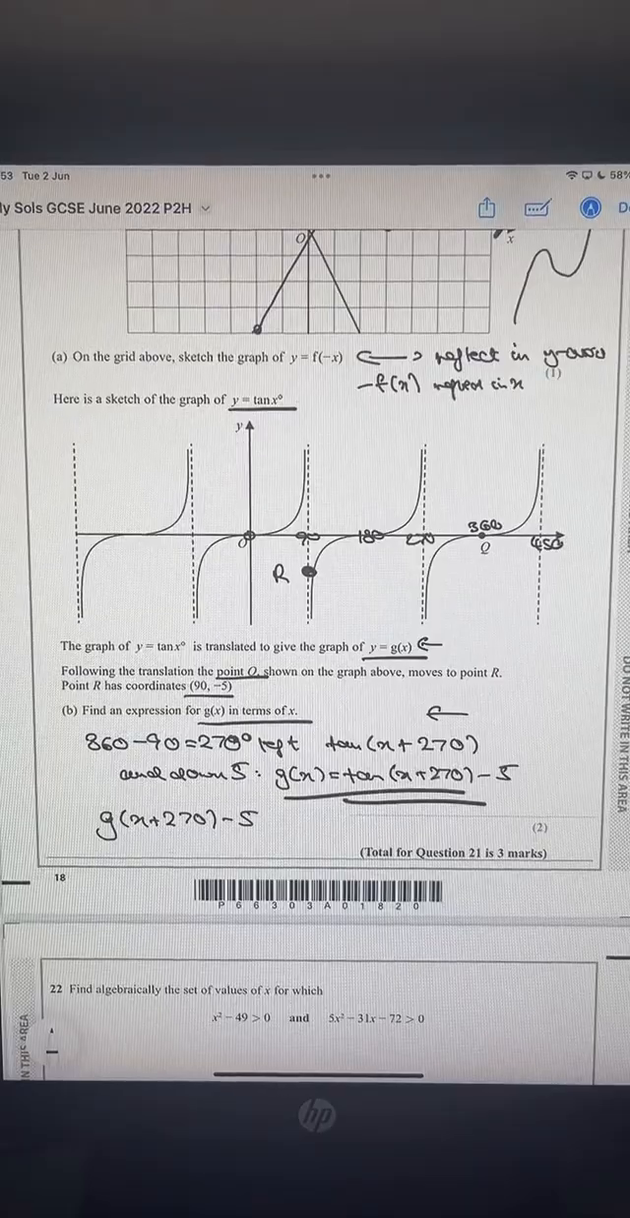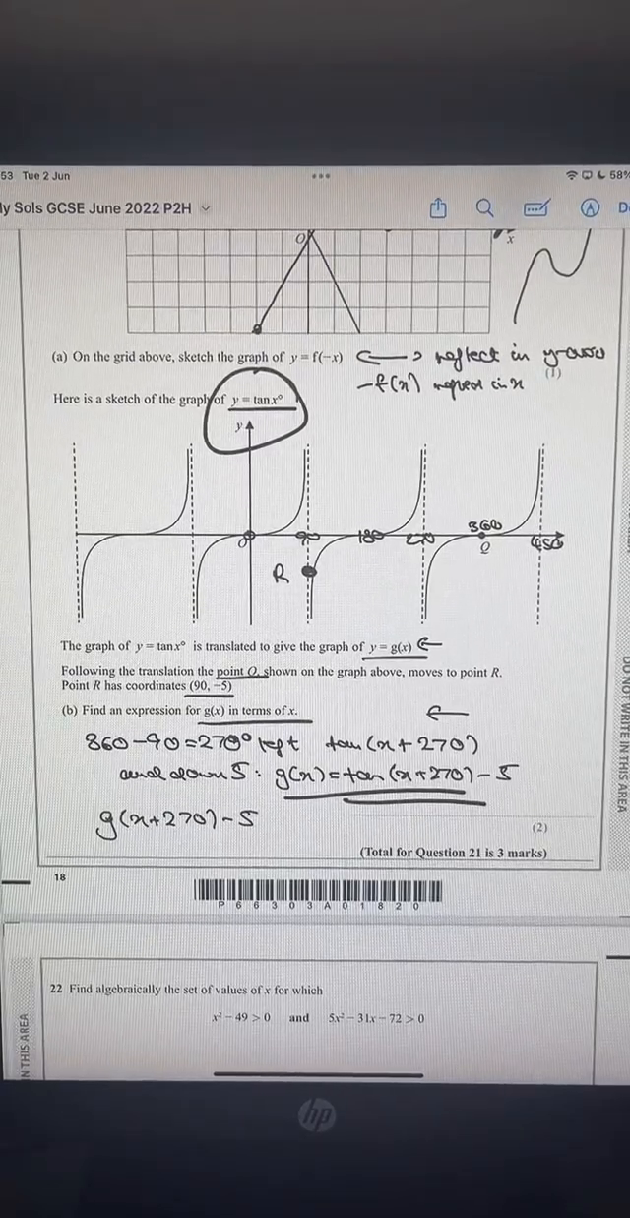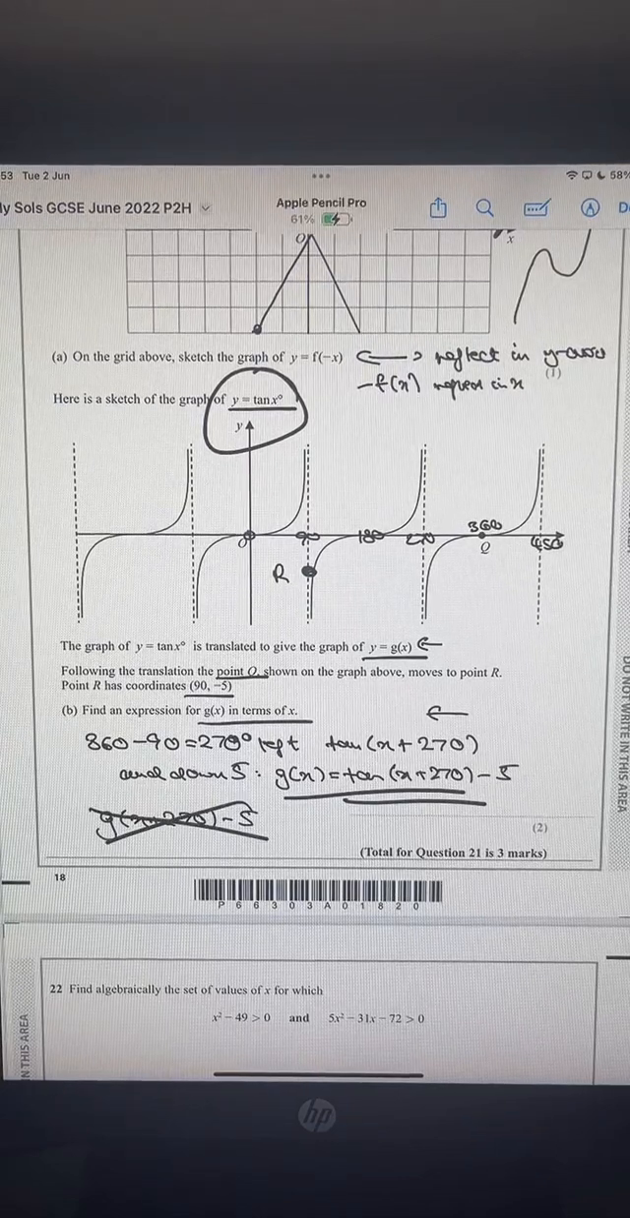But no, the original graph was tan of x, which is why I need to apply these transformations to my tan graph, not to the g graph. G is the result. So that's just a mini nuance, which is an annoying thing because I thought I cooked, but I messed up. So make sure you don't mess up. But yeah, that's how you do this type of question.